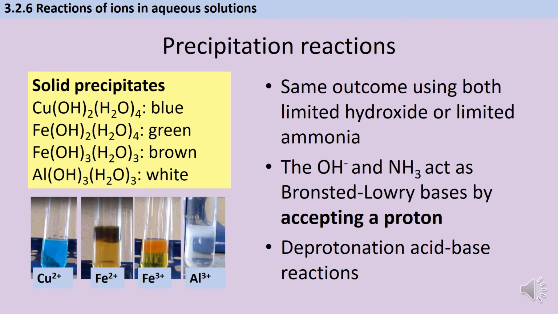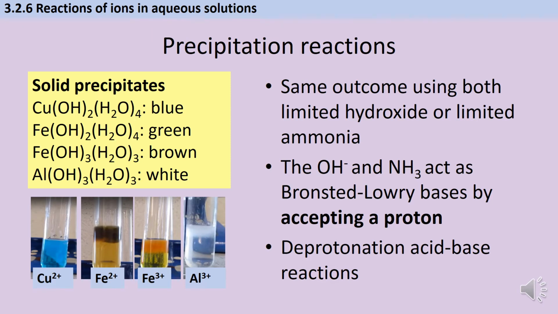So if you add sodium hydroxide to a source of copper 2+ ions, then you're going to see a blue precipitate. If it's iron 2+, then we see a dark green precipitate. If it's iron 3+, then we see this orangey brown precipitate. And if we see aluminium, then it's this white precipitate. And as you know, if you keep on adding sodium hydroxide to that aluminium, it's eventually going to redissolve.